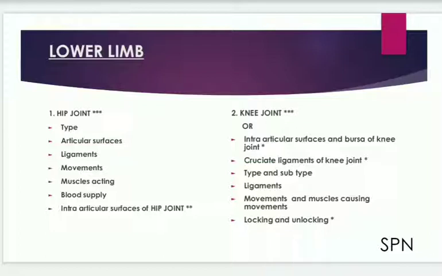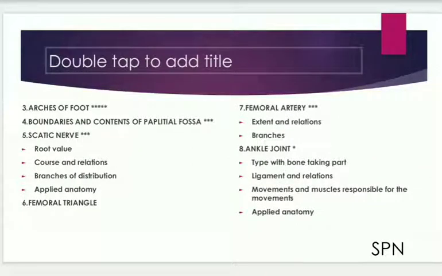Knee joint, or intra-articular structures and bursae of the knee joint, cruciate ligaments of knee joint. It can be asked as a 10 marker or a 5 marker also. Type and subtype, ligaments, movements and the muscles causing movements, locking and unlocking of the joint. Arches of the foot is the most important.